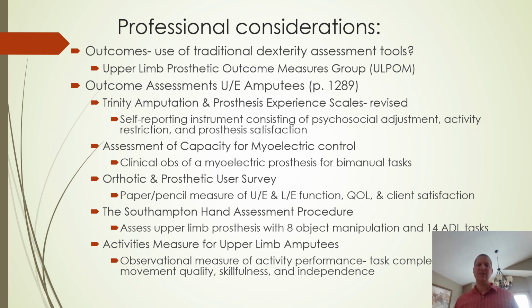So again, looking particularly at a hand piece. And then the Activities Measure for Upper Limb Amputee, an observational measure of activity performance, task completion, how skilled their movement is, how independent they are, what the quality of their movement is. And so again, depending on where you're working, here are some specific outcome measures or assessments that are very specific to upper extremity amputee.